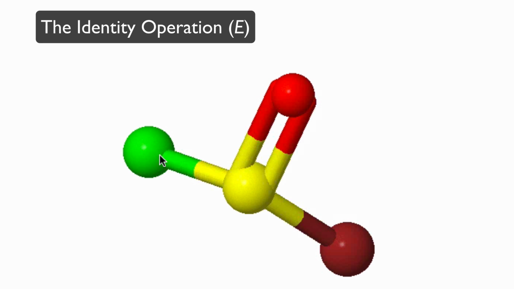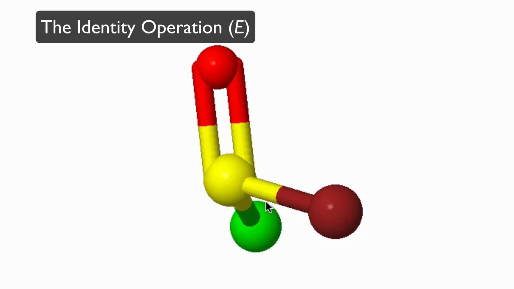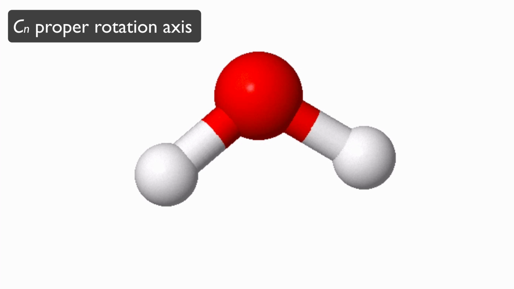If both of these atoms were bromine, or they were both chlorine, then we would have a mirror plane down there, but we don't. And because it's not a planar molecule, in fact, there's no mirror plane down the middle either. The proper rotation, the CN axis.